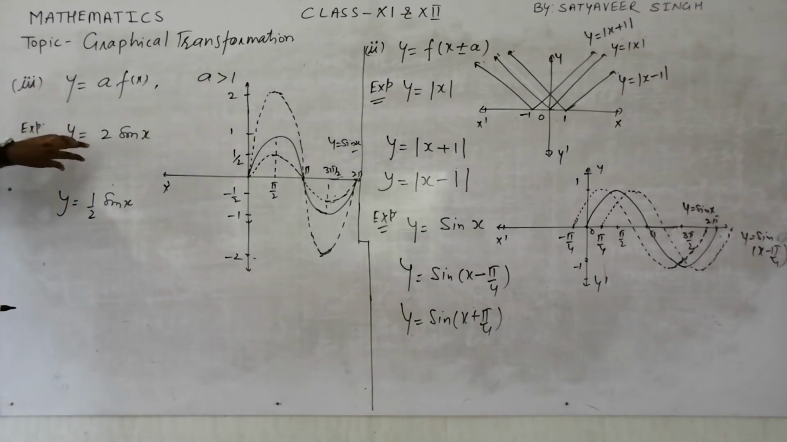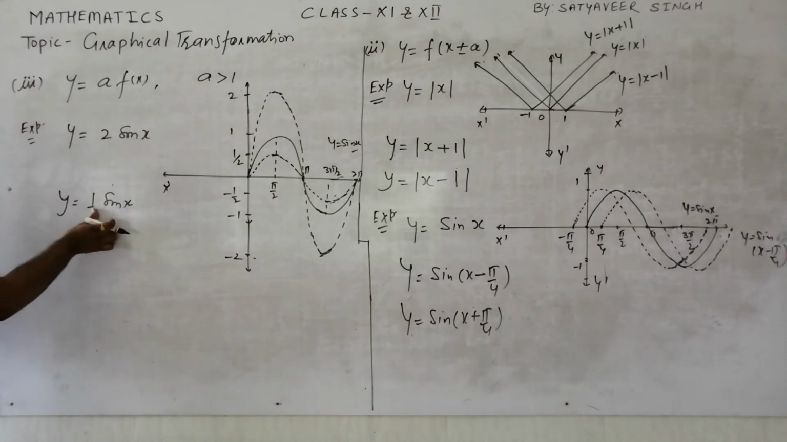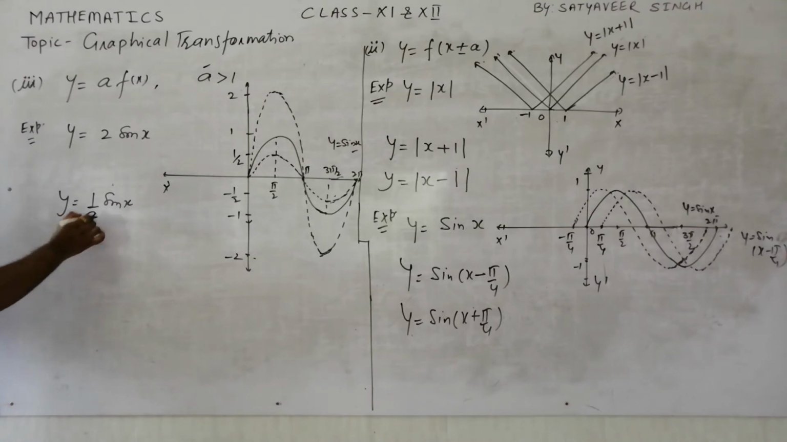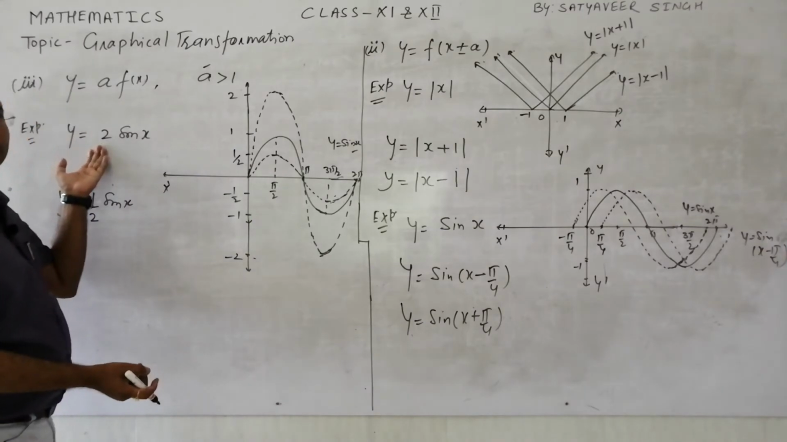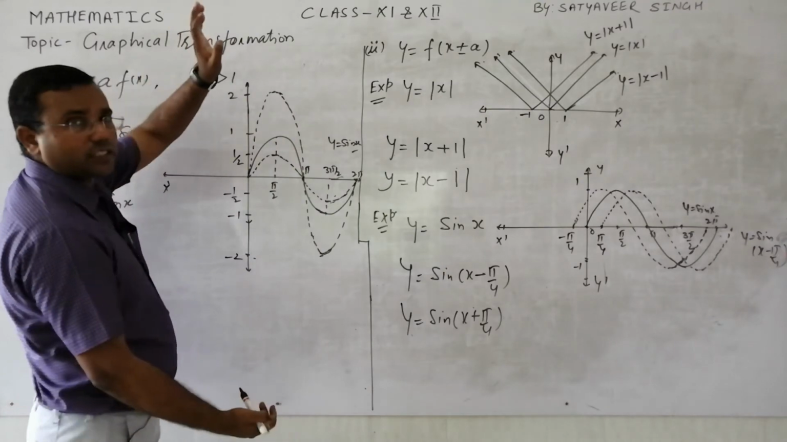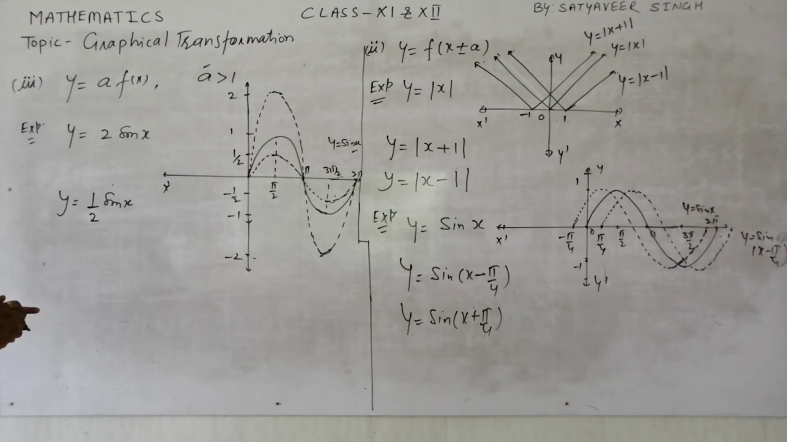See, the value of a is 2 here, and here it is 1 by 2. So 1 by 2 means 1 by a, because I have written here that a is greater than 1, so this a should be greater than 1. This complete value I am not talking about, so don't be confused in this. So the changes that take place in the graph when you multiply by the number 2 or maybe 3, 4, 5: the graph is stretched along the y-axis by the same amount, and if you divide, it will shrink along the y-axis. I hope you understood this.